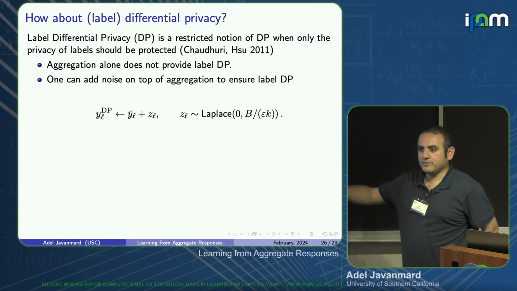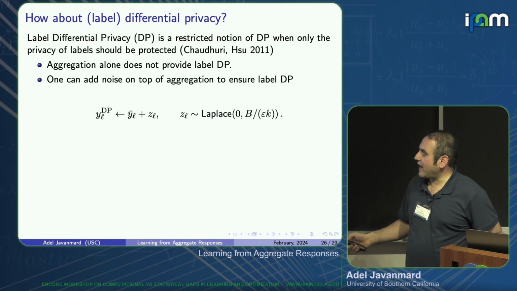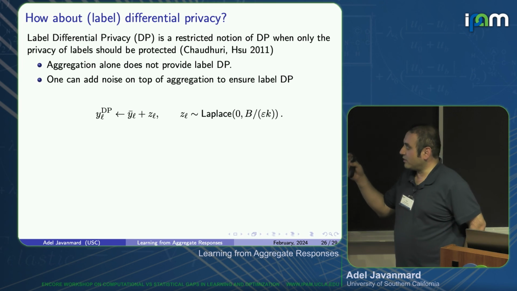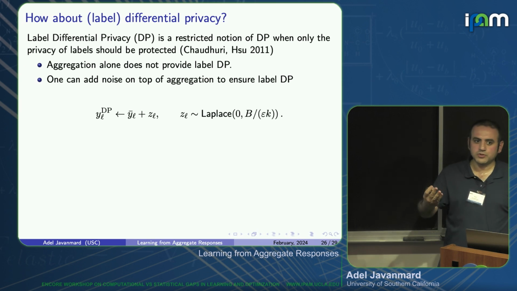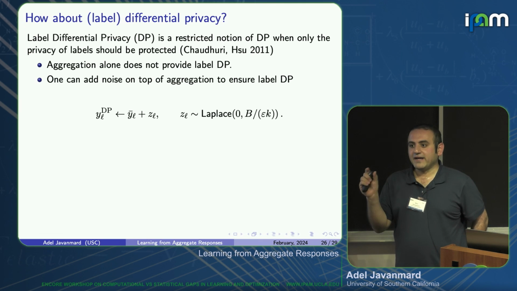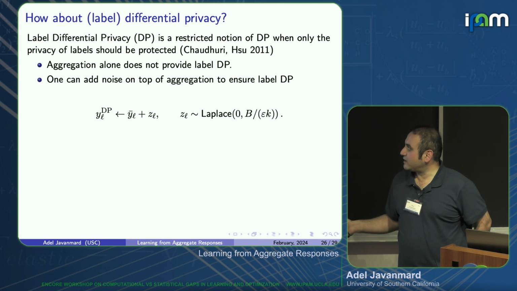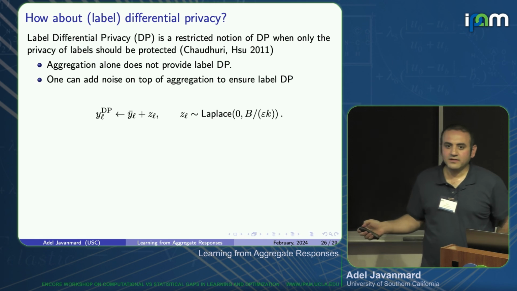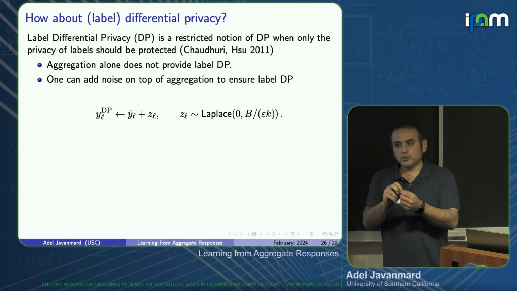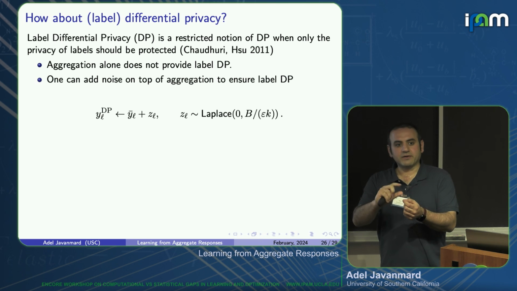Now, aggregation on its own doesn't give you any label DP, but how about adding some randomization on top of that to ensure label DP? Once I compute the aggregated responses, I can just do the Laplace mechanism. The Laplace mechanism, for those who don't know, is a very classical method to ensure DP. You just add additive Laplace noise, but the variance of the noise depends on the privacy budget epsilon that you have, and also the sensitivity of your data to replacing just one record.